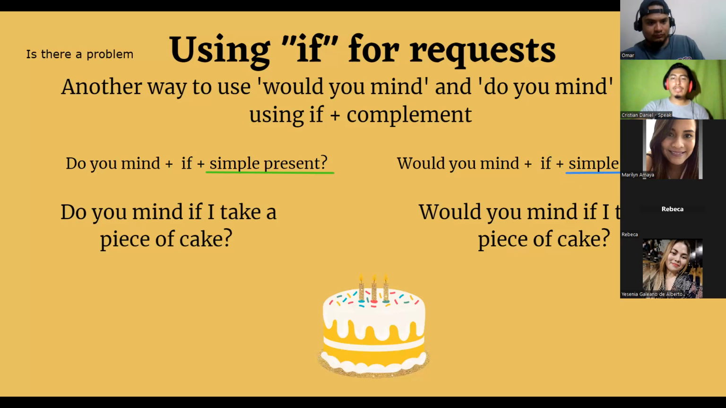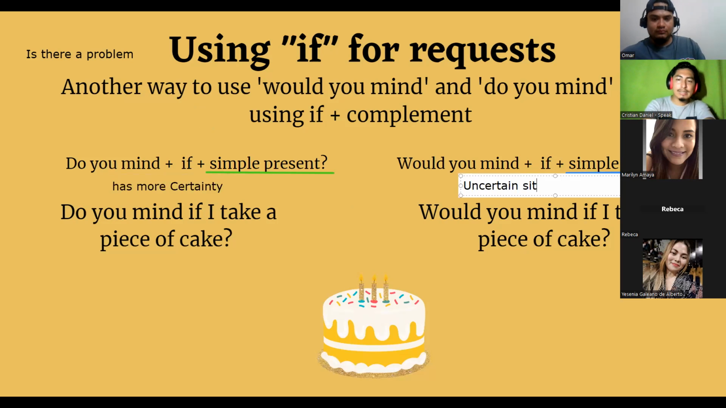Everybody, why do we change the last part of the sentence? Do you mind, simple present, and would you mind, simple past? We use this kind of structures, guys, because in this context, do you mind is more certain. It has more certainty, so we have more possibilities when we use do you mind. But when we use would you mind, we talk about uncertain situations. So we hesitate if the situation can happen or not.